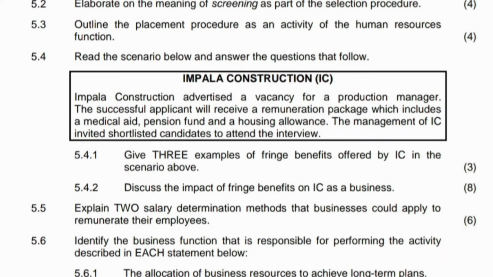So let's give the 3 examples of fringe benefits offered by Impala Construction. The first one is medical aid, the second one is pension fund, and the third one is a housing allowance. These are the 3 examples of the fringe benefits, also called employee benefits, that were offered by Impala Construction.